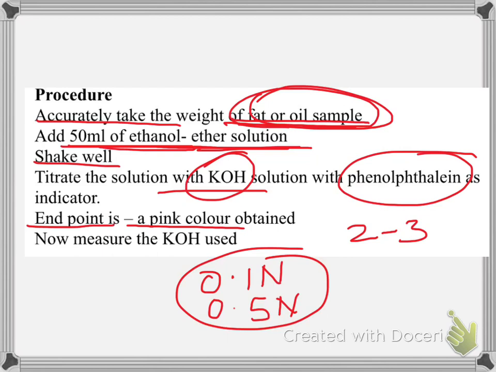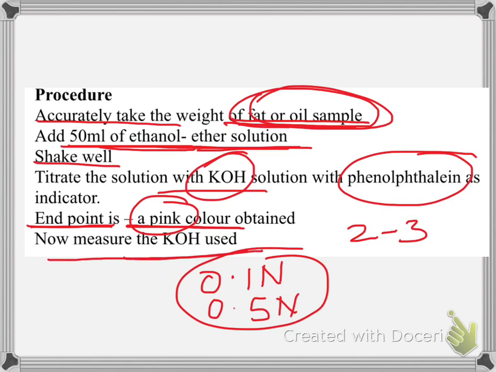Before that, it is a colorless solution. Then after the titration, we get a pink color. So that will be the end point. So we want to measure how much potassium hydroxide is utilized to get this pink color. That is the end point, and that is the measure of the potassium hydroxide.